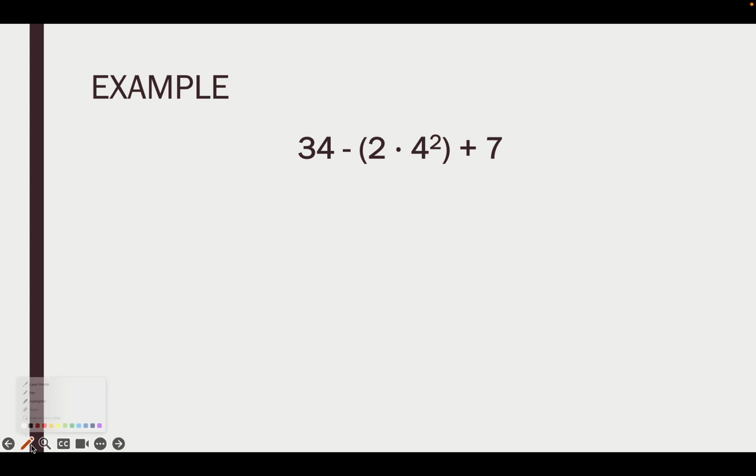Here we have a set of parentheses, so we will begin there. Inside our parentheses, we have multiplication and exponents. We are going to do our exponents first. We're going to first bring down everything that we haven't used yet, and we're going to change our 4 to the second power, which is 4 times itself twice, to 16. And then don't forget to bring down that plus 7 at the end.